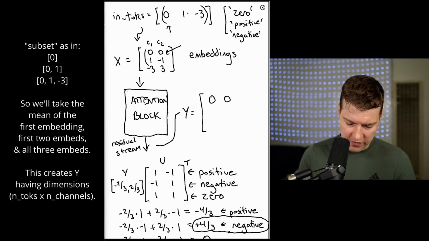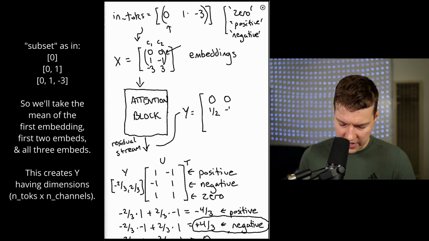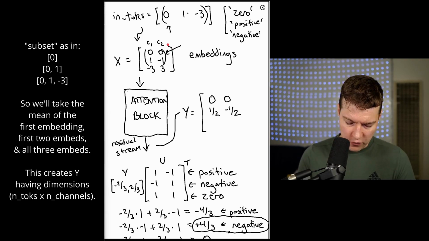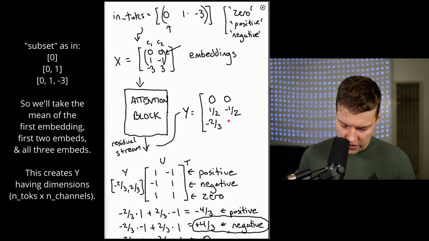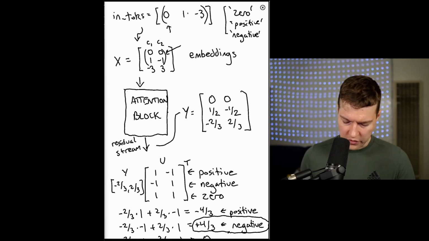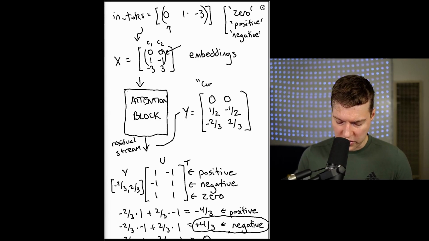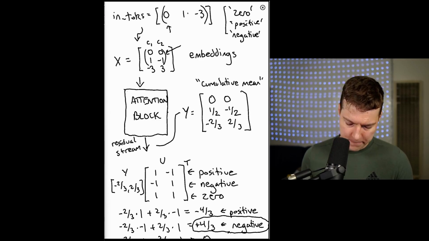Then the second is going to be the first 2, so the mean of that is going to be negative 1/2. And then for all 3 of them, as we just saw, it's negative 2/3. So this we'll call the cumulative mean.